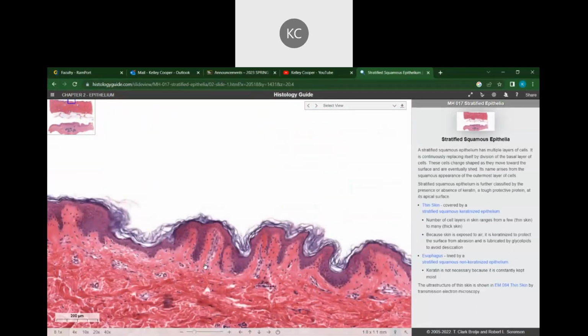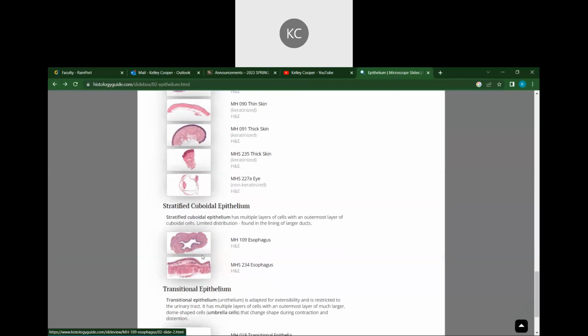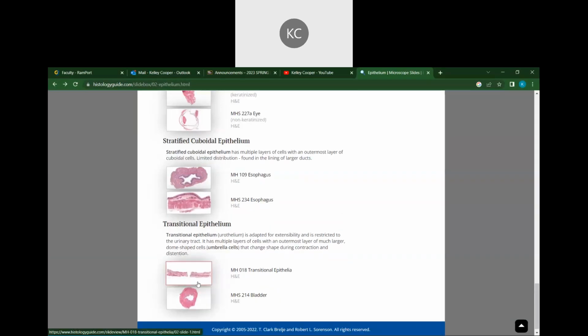Okay, now when we get to our skin lecture, and we look at skin again, we'll see that this is in one type of skin. This is what's called thin skin. We'll also see a section, what is called thick skin, and it will look a little bit different than this. Okay, all right, and then lastly, we're going to look at transitional epithelium. So we're going to skip stratified cuboidal.